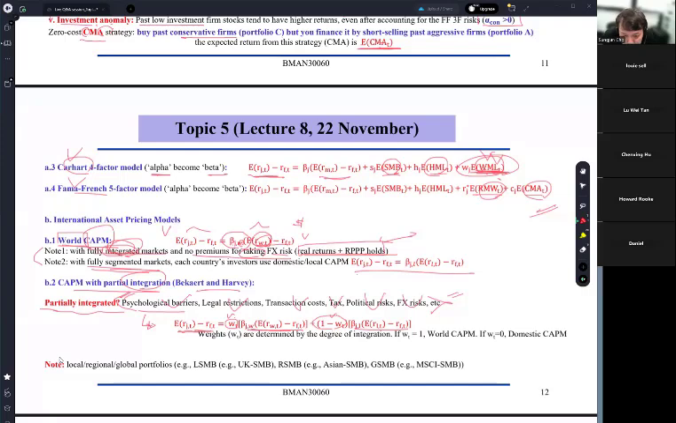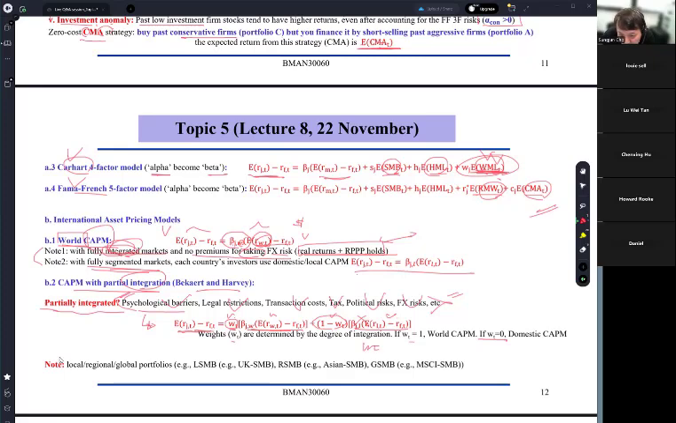So what you're gonna use is the weighted average of the world CAPM and domestic CAPM. Now this WT is going to determine this weight. So if WT is equal to 1, that means the markets are fully integrated. So this term becomes 0, and you're gonna use world CAPM. If WT is equal to 0, that means there is no world market term. Each country should use each country's domestic CAPM.